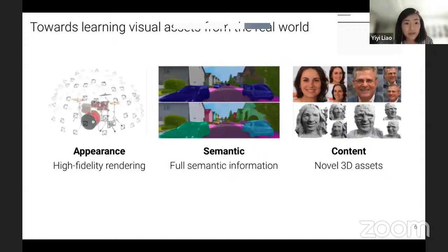In this talk, I will talk about three parts. The first part will be about novel view appearance synthesis, where the goal is to perform novel view synthesis of a single scene. Beyond that, we would like to incorporate semantic information into the scene such that it can mimic the simulator and provide dense semantic information. While these first two works focus on reconstructing a single scene, in the third part we also talk about how we can efficiently create novel 3D assets by learning from data.